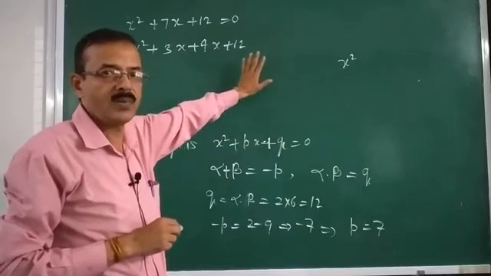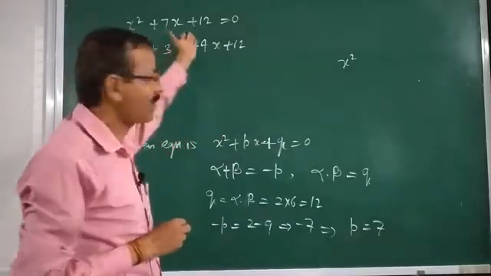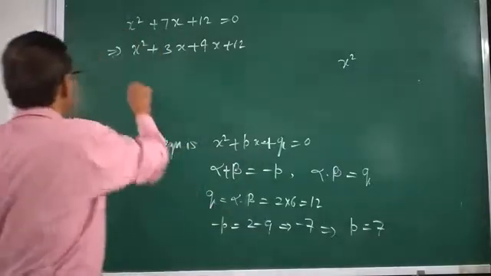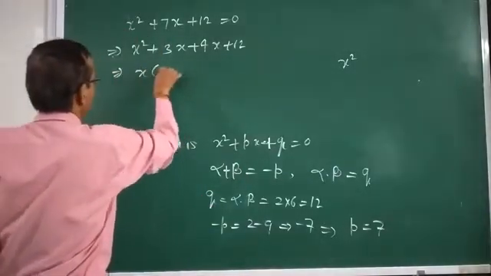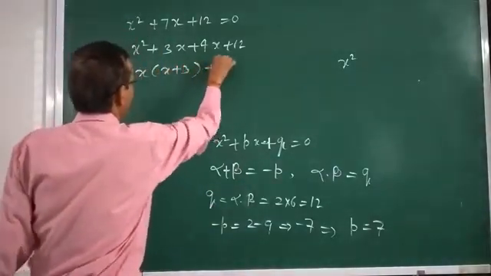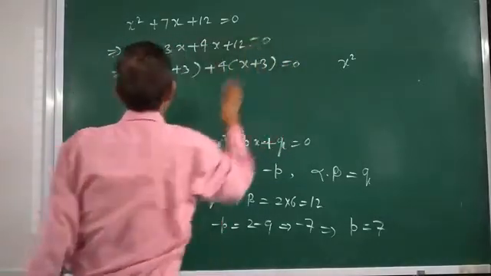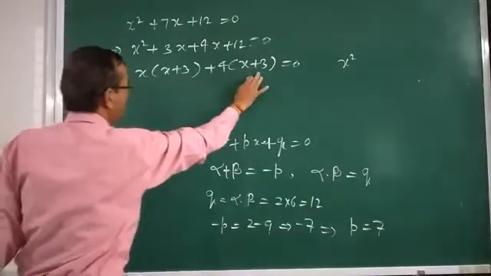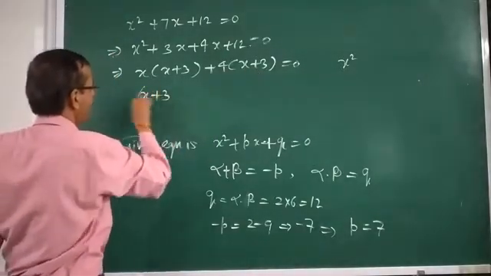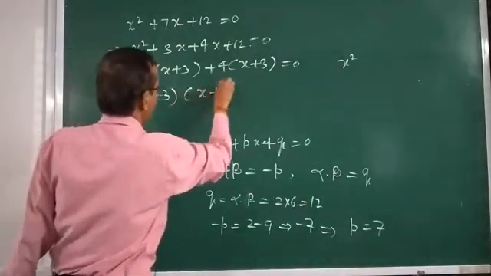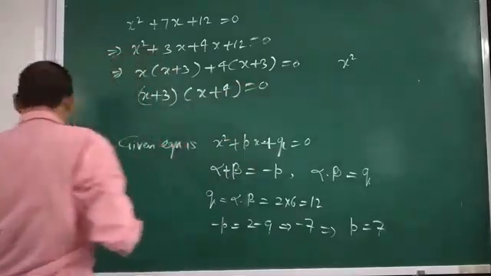That is suitable for this. Because this is a simple question, I am applying this. So this will be equal to x common, x plus 3, and plus 4 common, here x plus 3 is equal to 0. So x plus 3 again having the common, and here what will be? x plus 4, that will be equal to 0.